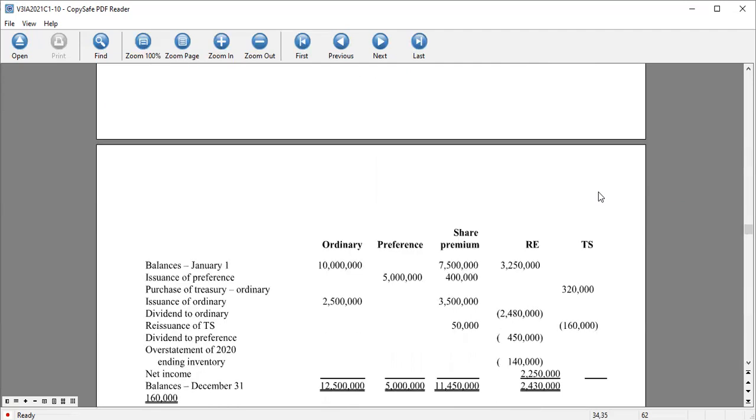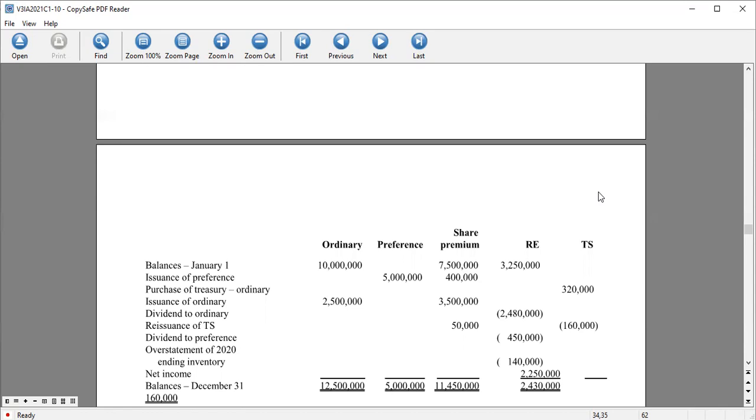Now these are our columnar headings. For the balances of the ordinary shares, the ordinary share capital, the share premium, and your retained earnings, based on the given amounts. Then issuance of preference shares of 5 million, and the share premium involved is 400,000. Then the purchase of treasury ordinary shares. So we have treasury stock of 320,000 and the issuance of the ordinary shares. Now these are additional issuances.